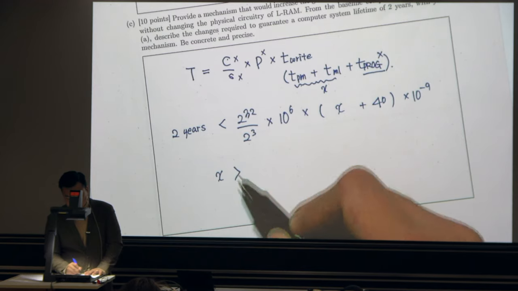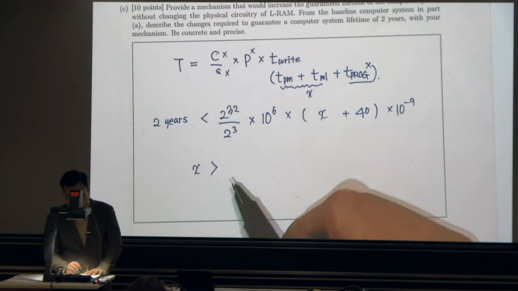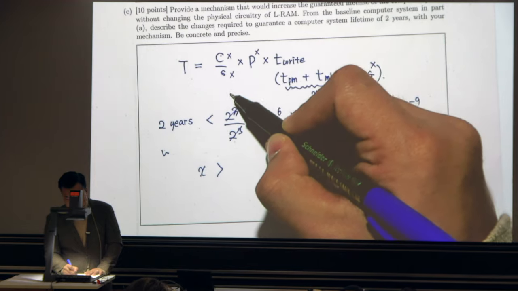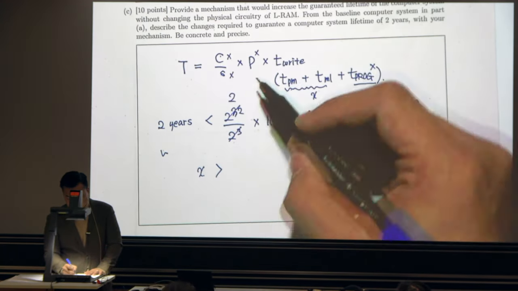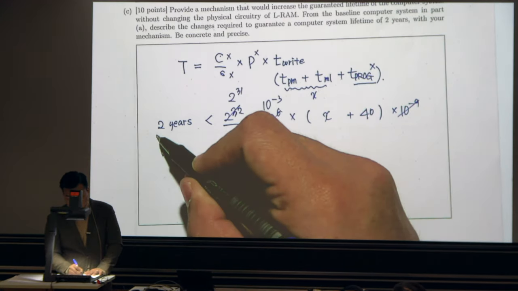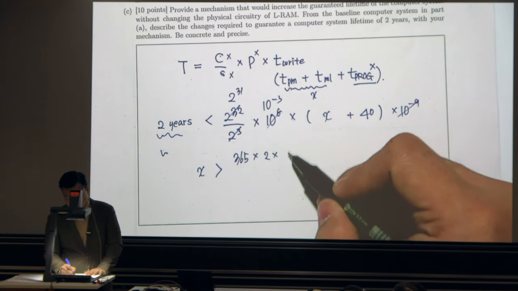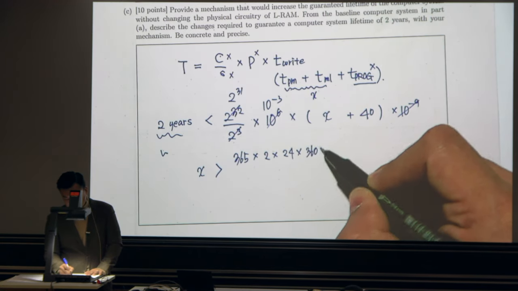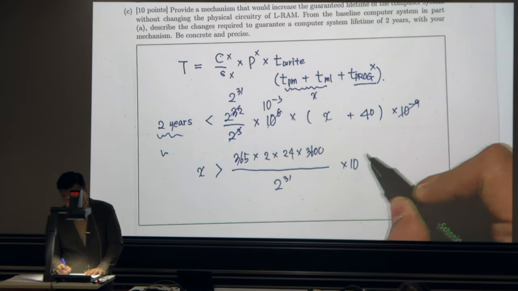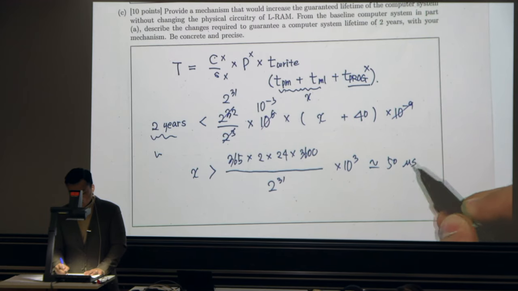We needed to increase this transfer time between the processor and the memory to satisfy this inequality. So I think it is sufficient to just minimize this formula. And 2 years is this many seconds, right? And as far as I remember, it is about 50 nanoseconds.